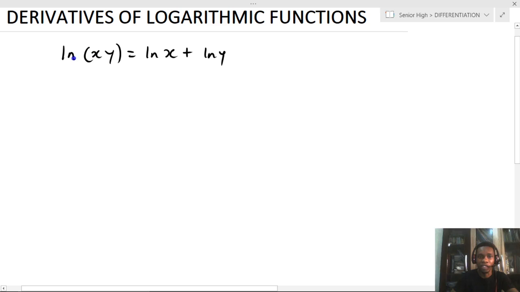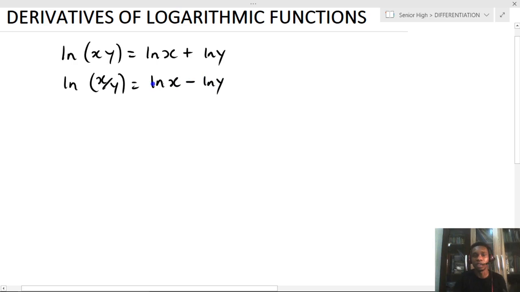This is assuming that we have one particular base. Let's call the base a. That means the base is the same thing here, the same thing here. But since I'm using the natural logarithm, it doesn't have a stated base. So here is our ln x and here's our ln y. Next, if we have ln of x divided by y, then it can be broken down to ln x minus ln y.